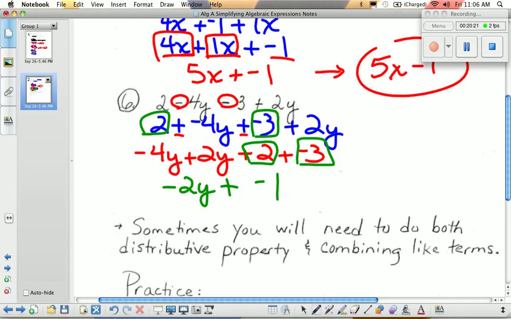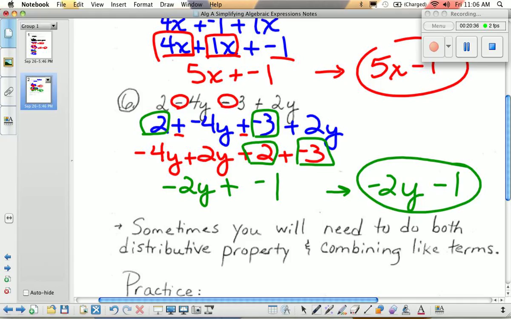That isn't how we would see it in an answer bank, is it? How would this look cleaned up then? Negative 2y minus 1. Yeah, that's how we would see it. So is that what you're doing in your homework?